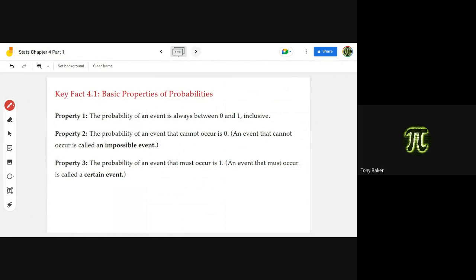All right, we talked a little bit about this. This is just written down stuff that I've already basically mentioned. Probability of an event is always between 0 and 1, inclusively. You can have 0 probability, you can have 1 probability. So it'd be 0 to 100 if you're looking at it in terms of percents. If the probability of it is 0, it never occurs.